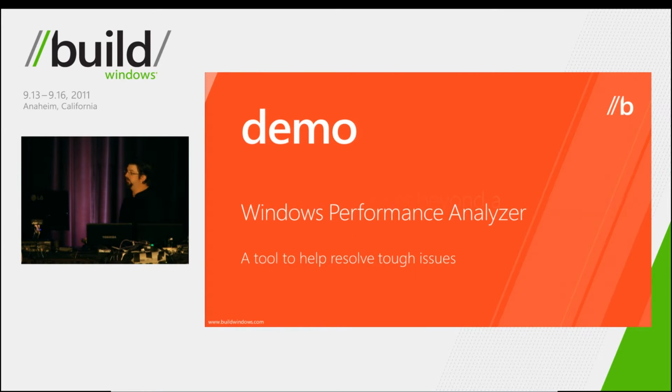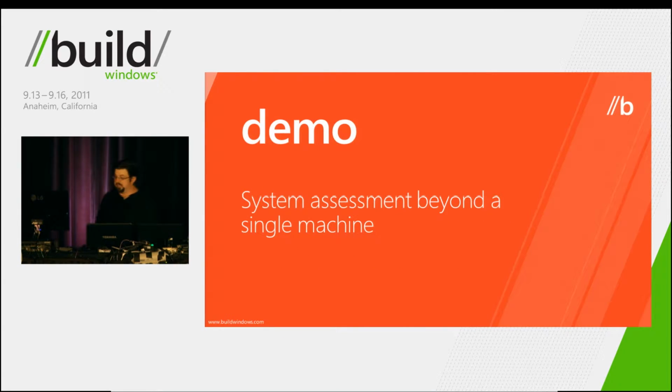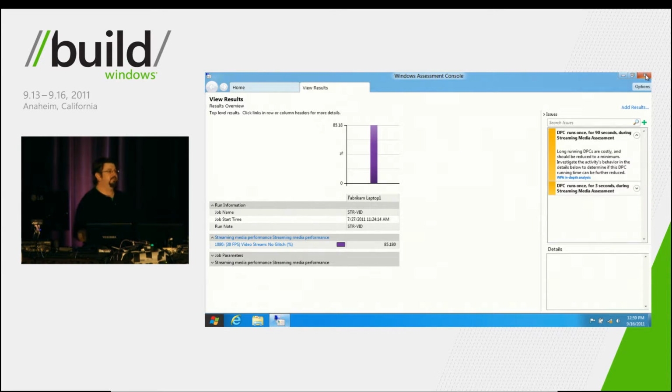So we did WPA. So now let's talk about system analysis beyond the single machine. So what I've showed you here is a very easy process for assessing a single system. Push a button, get a result. I could change that system, push a button, get a result, change that system again, and I can keep doing that on a single system.